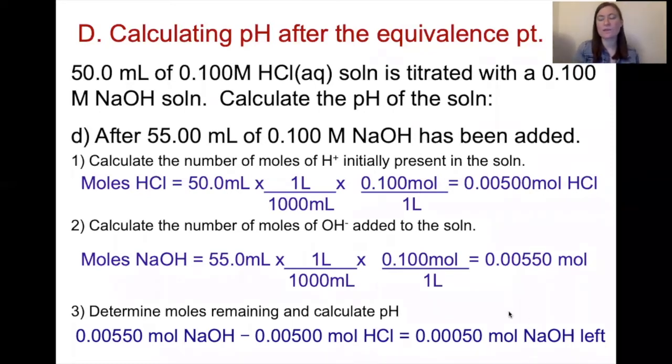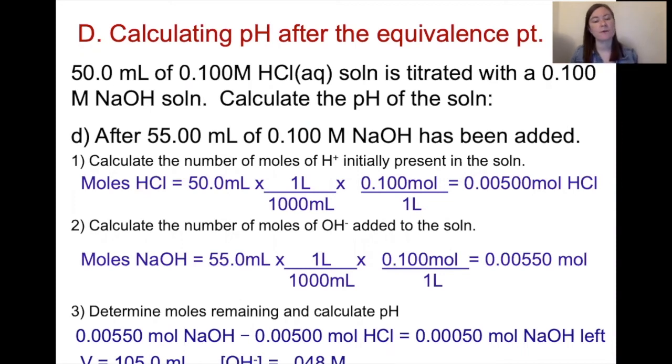Okay, so once we know the moles of sodium hydroxide, we're going to need to know the concentration. In order to know the concentration, we actually need to know the volume, right? So we started with 50 milliliters of acid. We've dropped in 55 milliliters of base. And so we're ending up with 105 milliliters, which you'll want to convert to liters, right? So that's 0.105 liters. Take the moles, divide it by the volume to get the concentration, right?